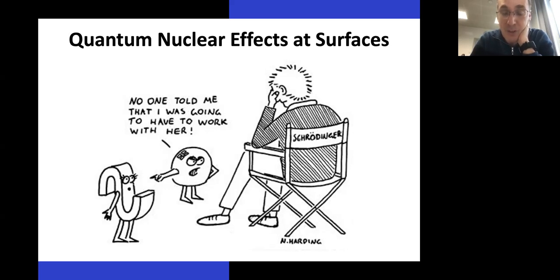in certain systems. The vast majority of electronic structure simulations of materials assume that we have classical nuclei, and our electrons are the quantum objects. But there are scenarios, especially when we have a light mass, where we really need to take into consideration the quantum nature of the nuclei.